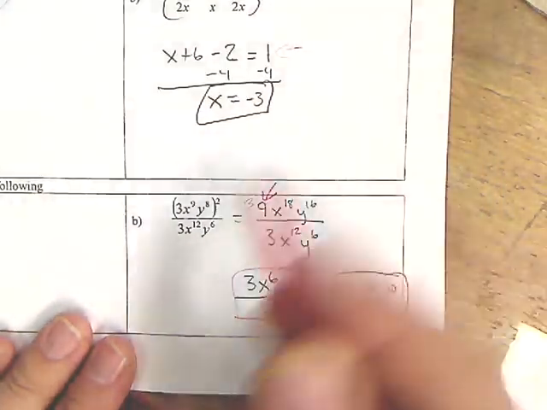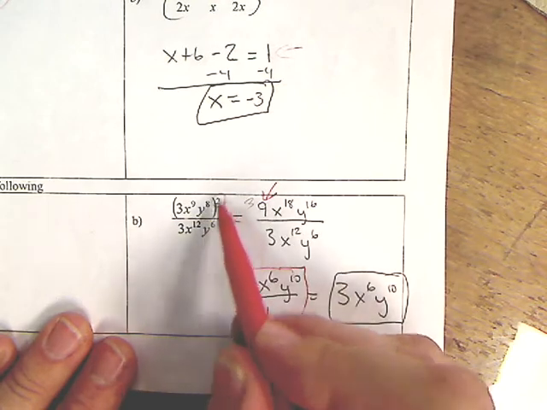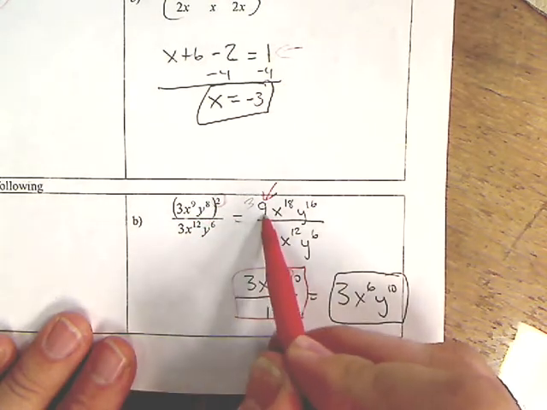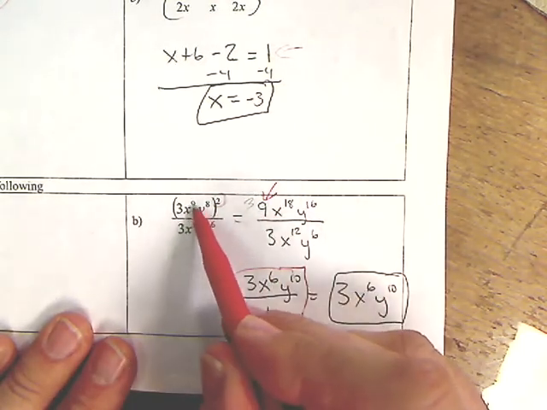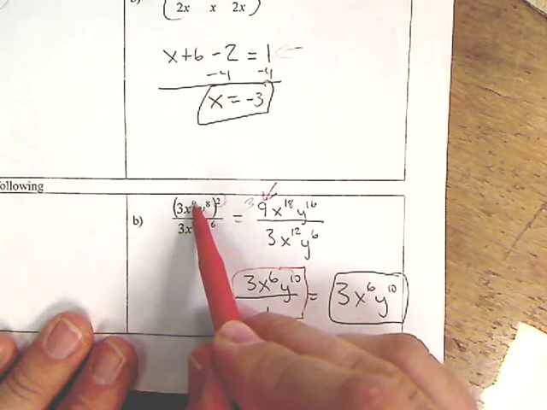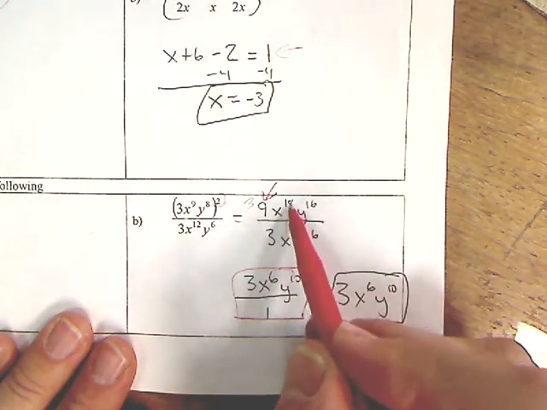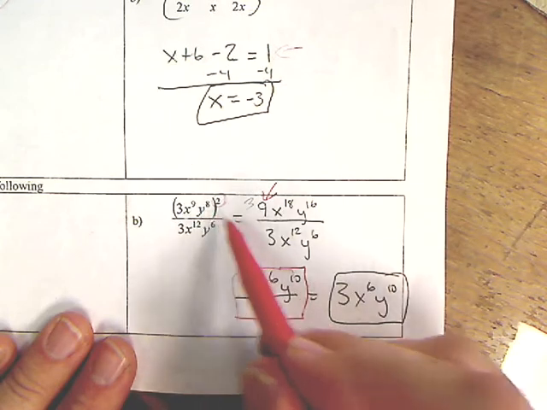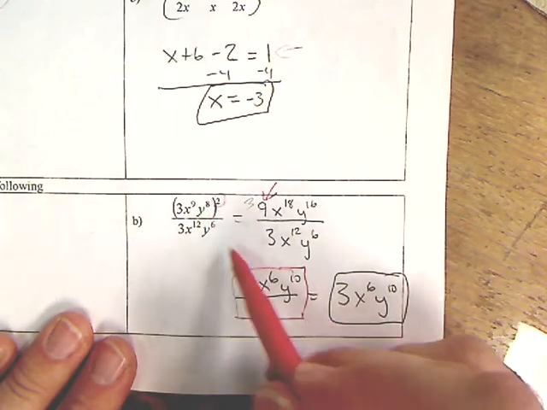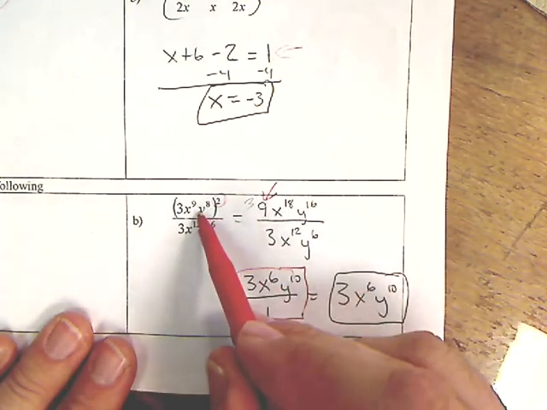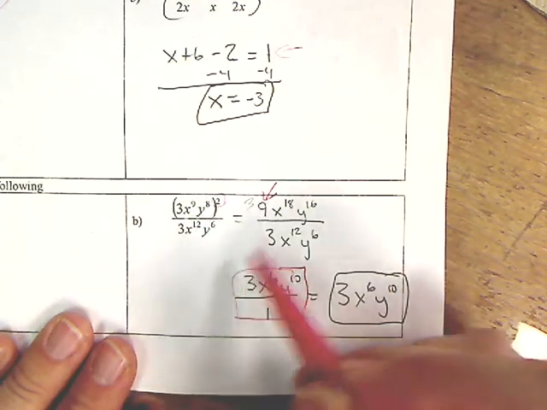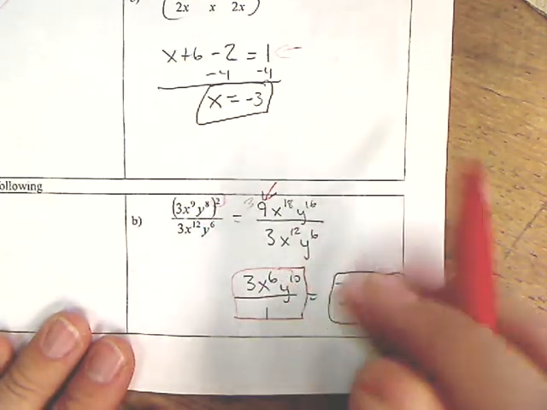This one's a little more difficult because you need to get rid of this squared first. 3 squared is 9. X to the 9th times x to the 9th gives you x to the 18th. Y to the 8th times y to the 8th gives me y to the 16th because there's 8 of them being multiplied together. Another 8, that's 16 total. Now I'm going to reduce.